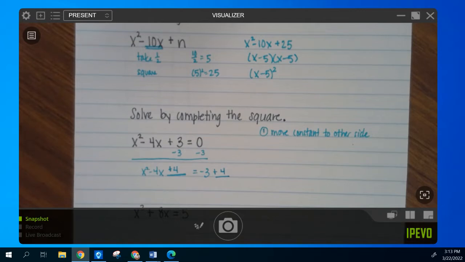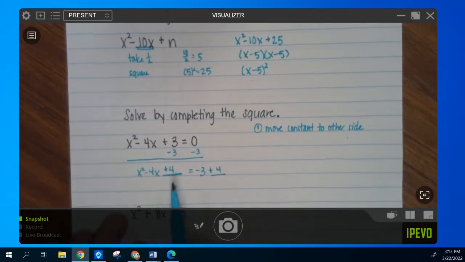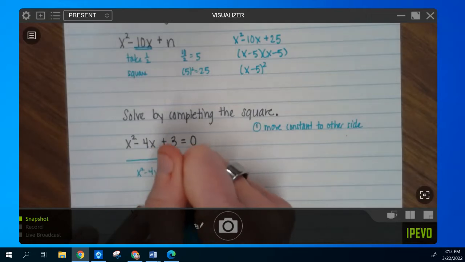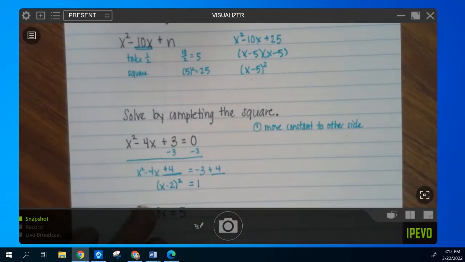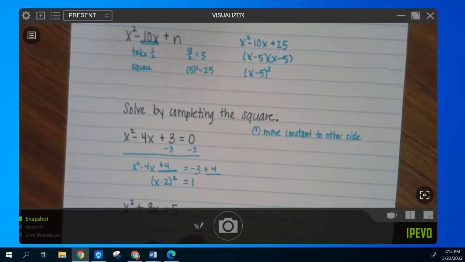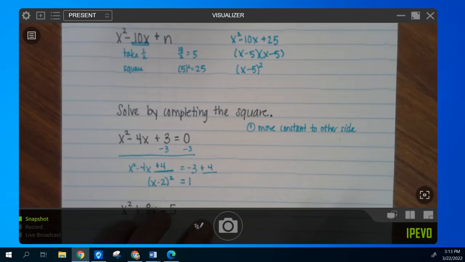And now what I've done is, again, created this perfect square trinomial, and I'm going to factor this. So this is going to become x minus 2 quantity squared equals negative 3 plus 4, which is 1. And then I'm going to solve this problem for x. So I'm going to bring this up here.